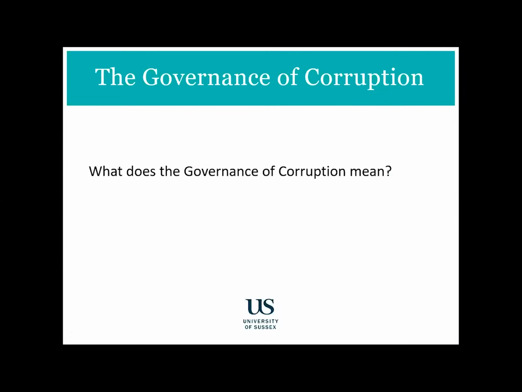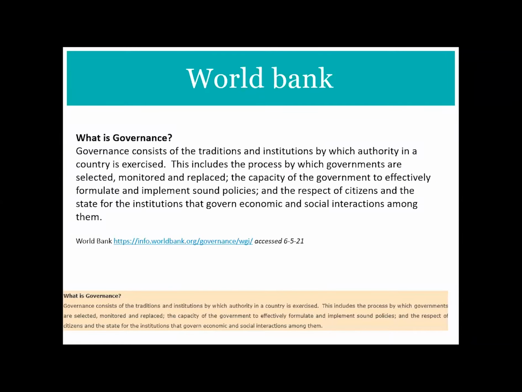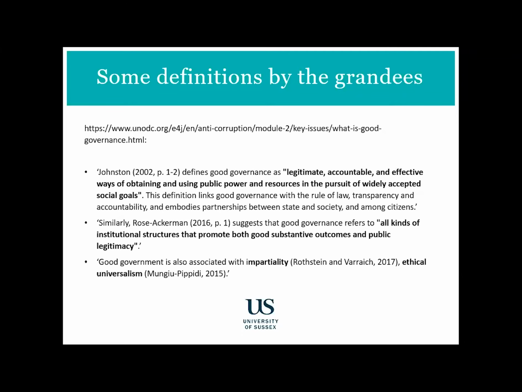The first question that I think is facing me here is, what does the governance of corruption mean? Is it really a thing? We often hear the term governance in corruption and anti-corruption studies. This well-known, prestigious, highly rated book by one Dan Hough, Corruption, Anti-Corruption and Governance, actually has it in the title. The World Bank talks about governance being the process by which governments are selected, monitored and replaced, so not really talking much about corruption. And some of the grandees in the anti-corruption literature, Johnson, Rose-Ackerman, and so on, all talk about governance, but they talk about it in much broader terms than corruption.